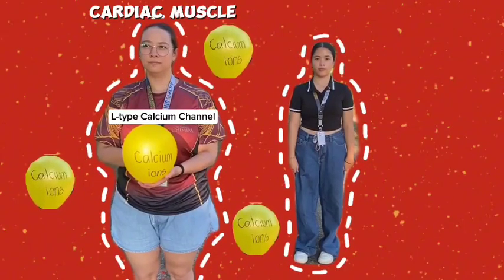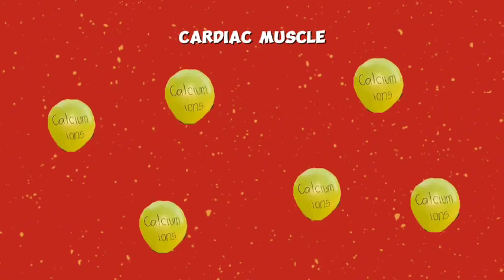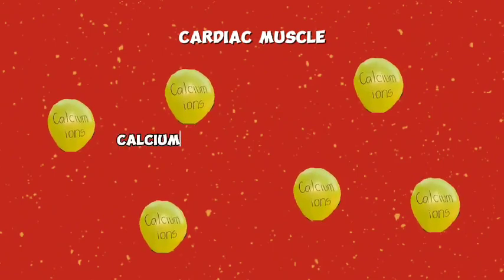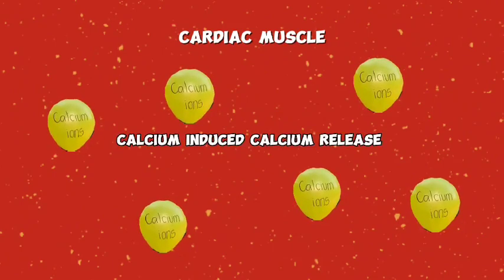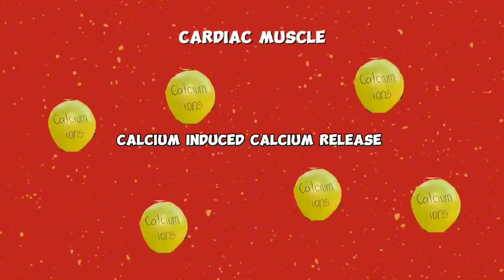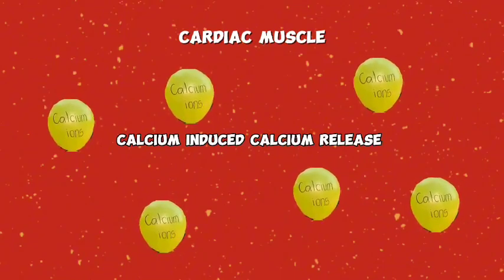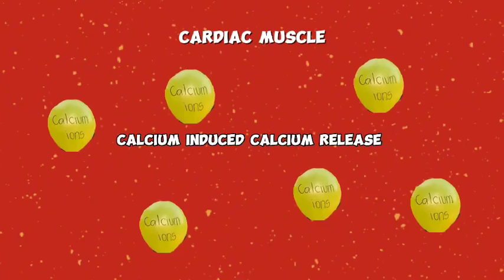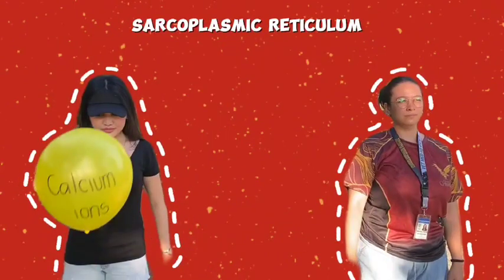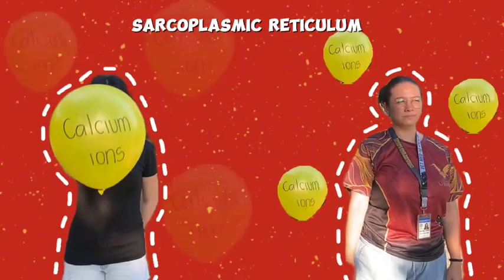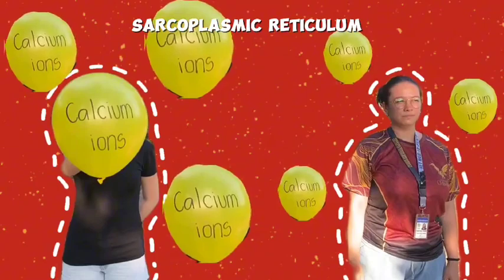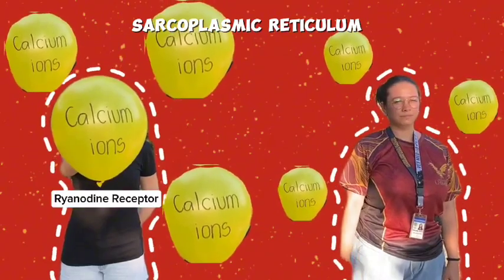This initial calcium entry then triggers a phenomenon called calcium-induced calcium release. The small influx of calcium ions from the outside of the cell signals the cell's internal calcium reservoir, the sarcoplasmic reticulum, to release a much larger quantity of calcium through channels known as ryanodine receptors.